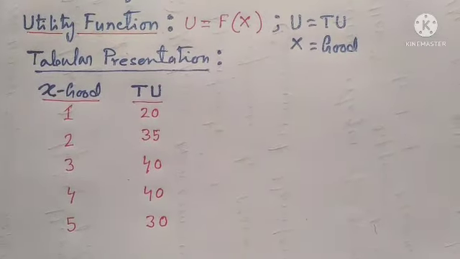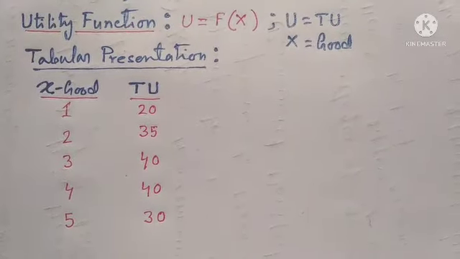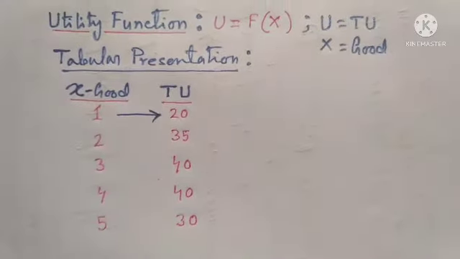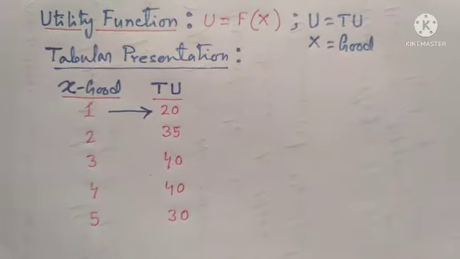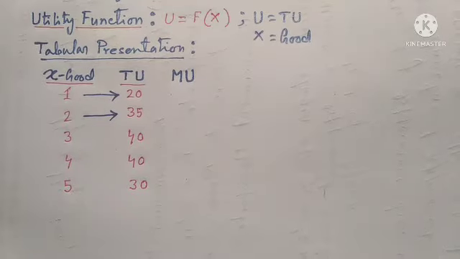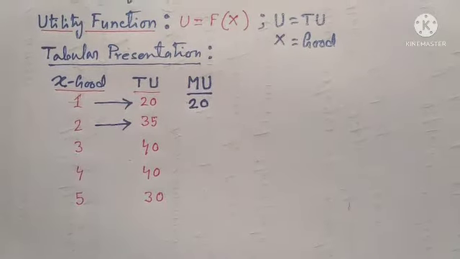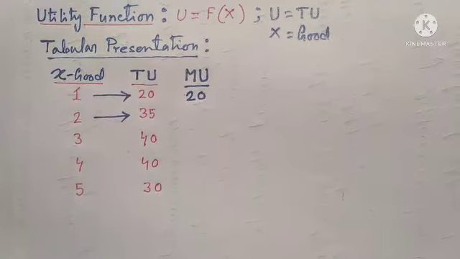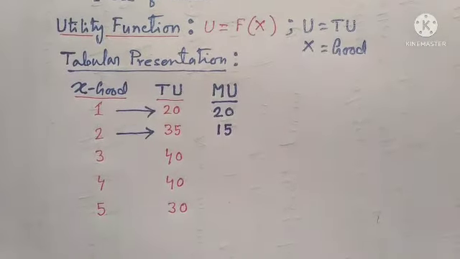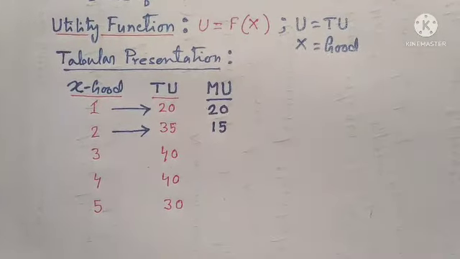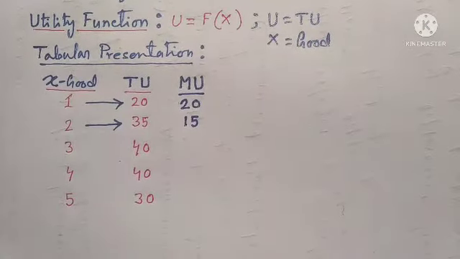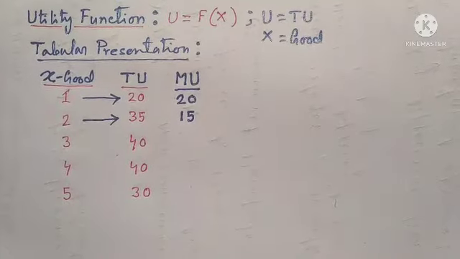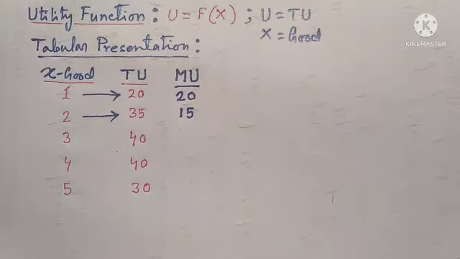According to the table, if an individual consumes the first unit of the x good, his total utility is 20. When he consumes the second unit, his total utility is 35. Marginal utility is denoted by MU. For the first unit, marginal utility is 20 because we have consumed only one unit. For the second unit, marginal utility is 15. So here we have to know what is meant by marginal utility. Marginal utility means additional utility for additional consumption.